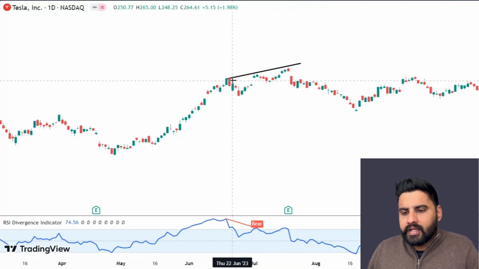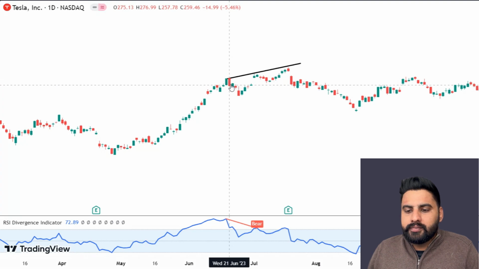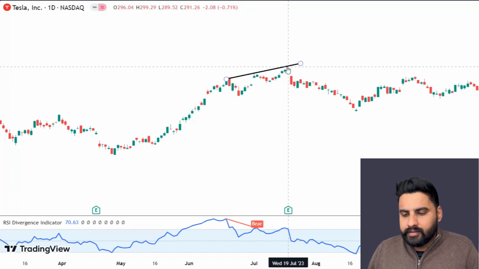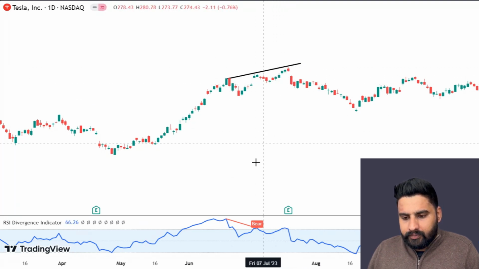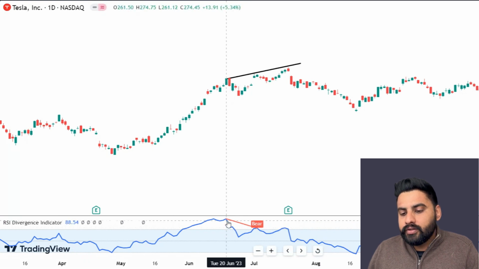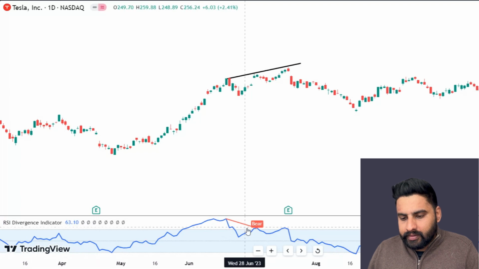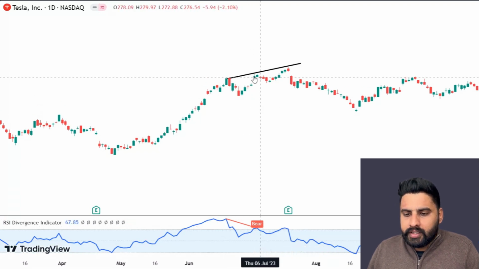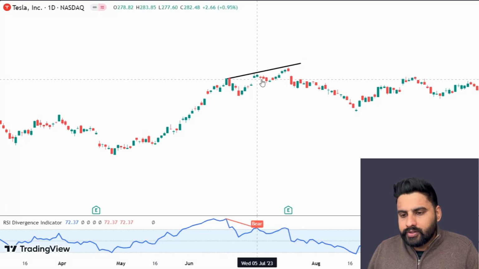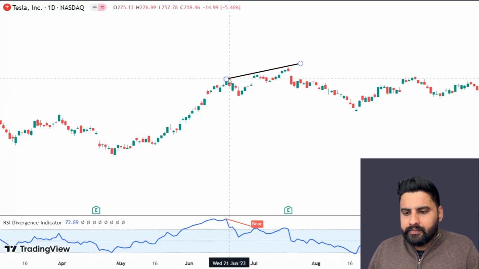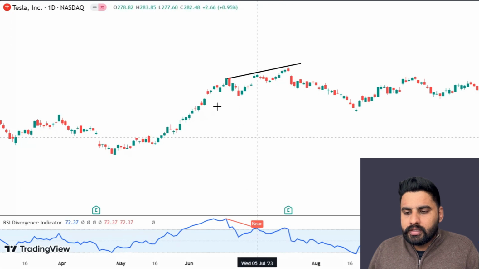Okay, so it is making higher highs. It made a higher high here, then here, then here. But in RSI, the RSI is making lower highs, right? Here it had a value of around 87, and then here it had a value of around 72. But here the price was greater, right? At this point the price was 285 and here 270. So we can say this is a divergence.